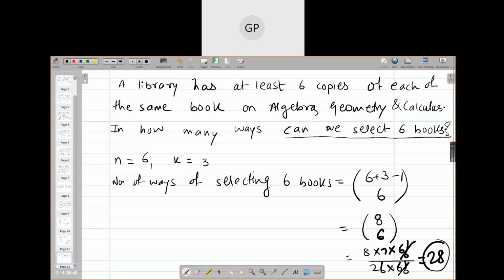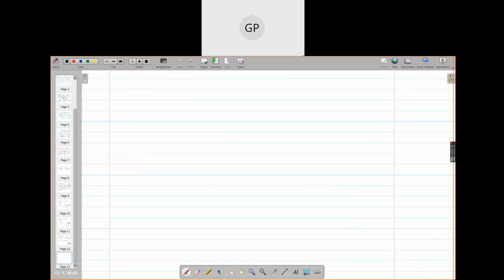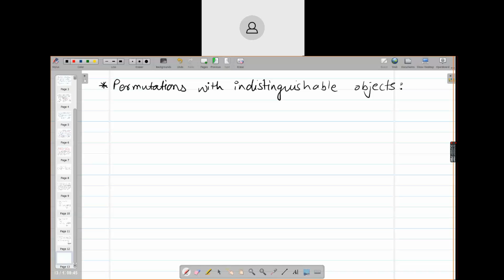Now we are left with 2 more formulae from this chapter only. So I think we can do the next one quickly. Permutations with indistinguishable objects. What are permutations? Ordered arrangement of objects. Ordered arrangement means arrangement, right?